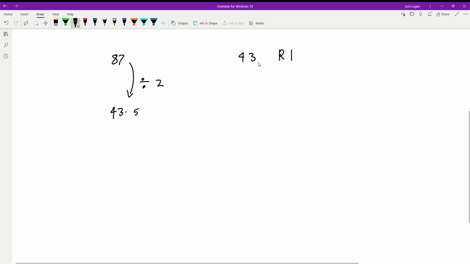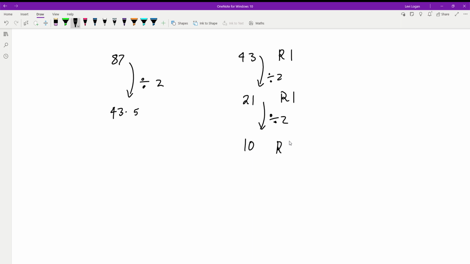Then you're going to take 43 and divide it by 2. 43 divided by 2 gives you 21.5, so you write 21 and put a remainder 1. Divide 21 by 2 now. 21 divided by 2 gives you 10.5, so you write 10 remainder 1.